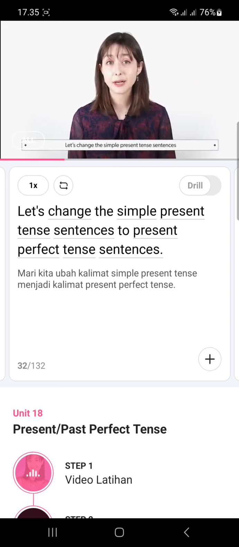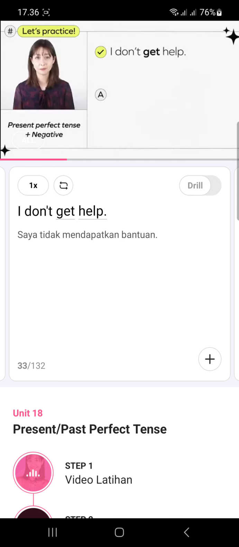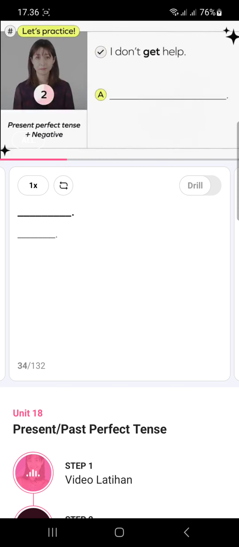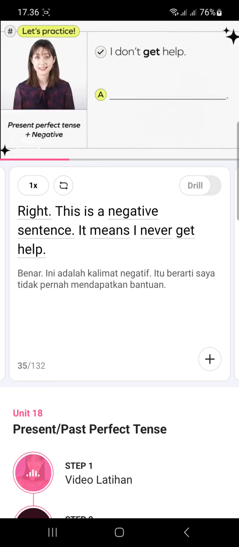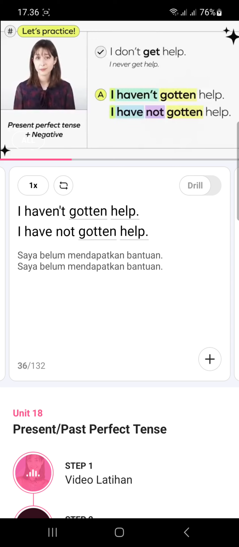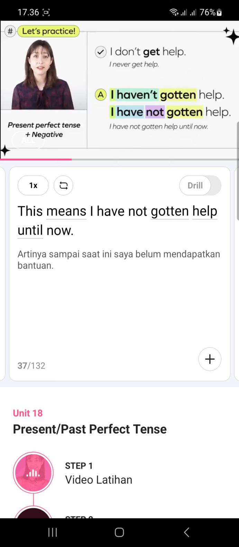Let's change the simple present tense sentences to present perfect tense sentences. I don't get help. Right, this is a negative sentence. It means I never get help. I haven't gotten help. I have not gotten help. This means I have not gotten help until now.